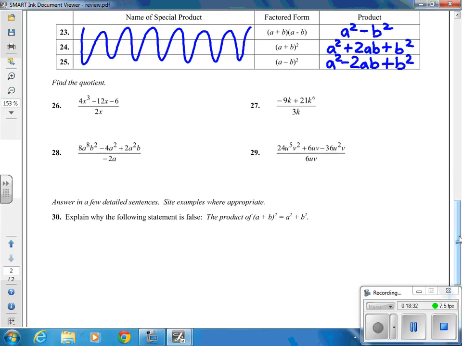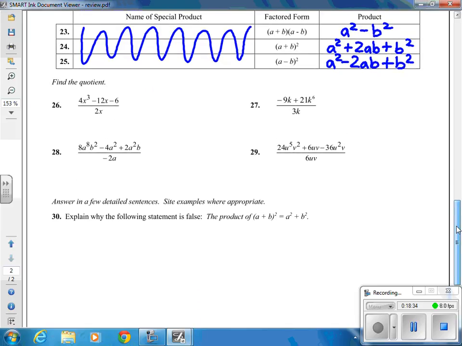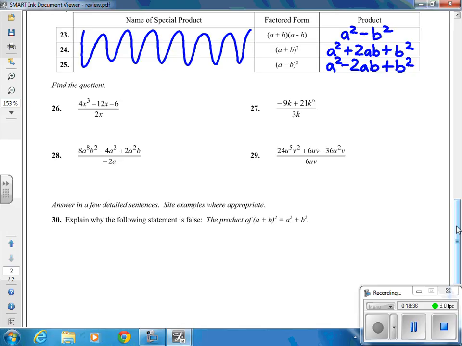All right, for 26 to 29, right, these are the division problems. And remember, division, we are dividing everything at the top by the single thing on the bottom, right? So it's like individual little pieces. If you have 3 terms on top, you will have 3 terms in your answer. If you have 4 terms on top, you have 4 terms in your answer, right? That's just how these work.